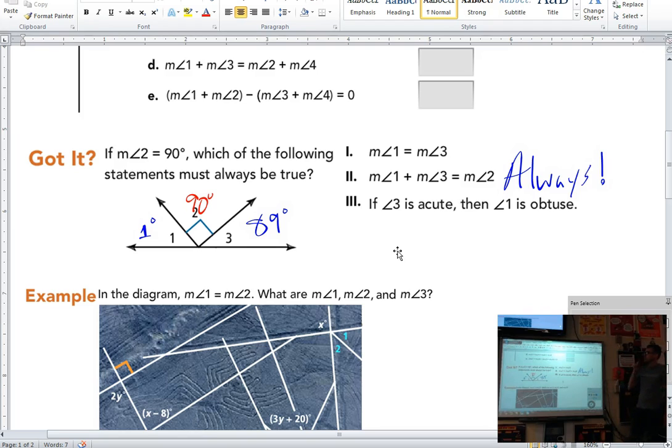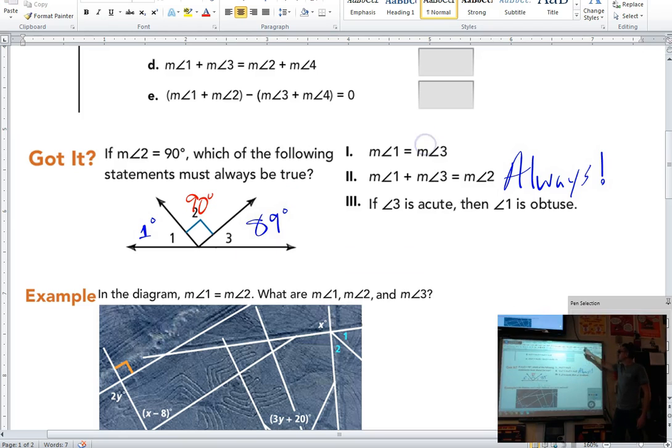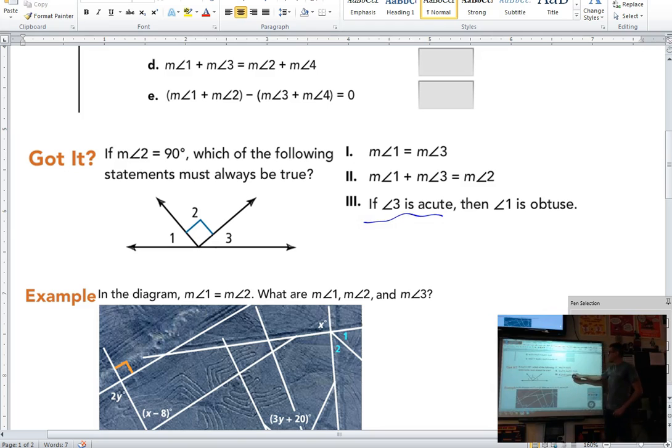And then think about question 3 for a moment. On your own, so take a second. Think about question 3 here. If angle 3 is acute, then angle 1 is obtuse. I'm going to use cards now. I just got to check. So, Leah, can you give me an acute degree measure that angle 3 could be?